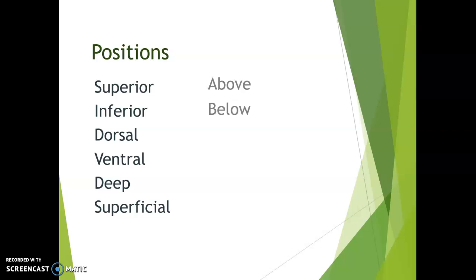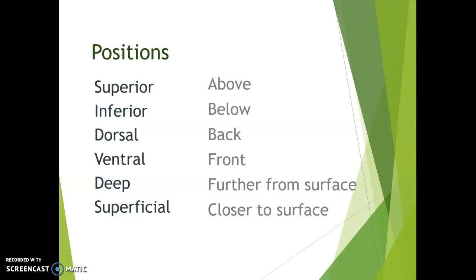Then I have dorsal and ventral, which are two more terms for back and front. Dorsal you can remember because it's like a dorsal fin on a dolphin, which is on the back side. Then I have deep and superficial, and this is referring to being farther from the surface and closer to the surface. So deeper is just deeper inside of your body, so like internal organs, if you have a really deep cut maybe. And superficial means closer toward the top of the surface of your skin.